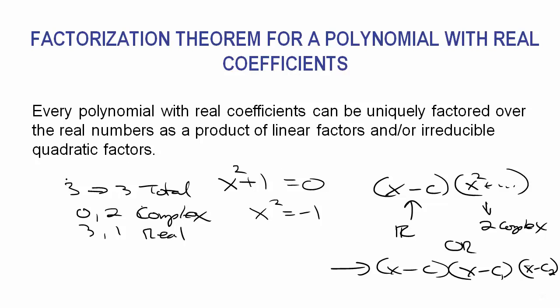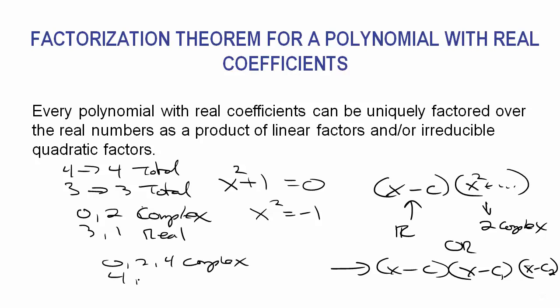Can you see how as we add powers, the rule is just going to expand? For a power of 4, we know we have 4 total. So we know we either have 0, 2, or 4 complex, which means we either have 4, 2, or 0 reals, right? And if we have complex zeros, they have to be in conjugate pairs.